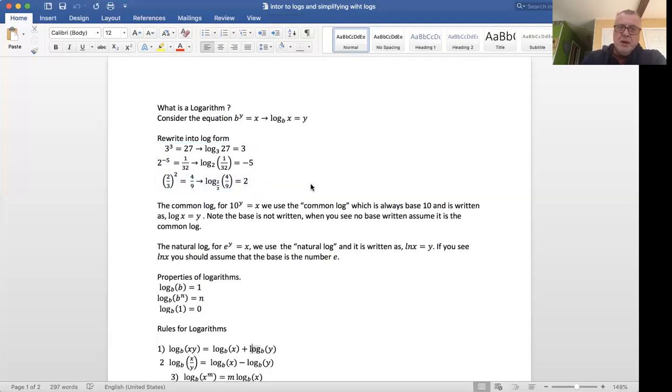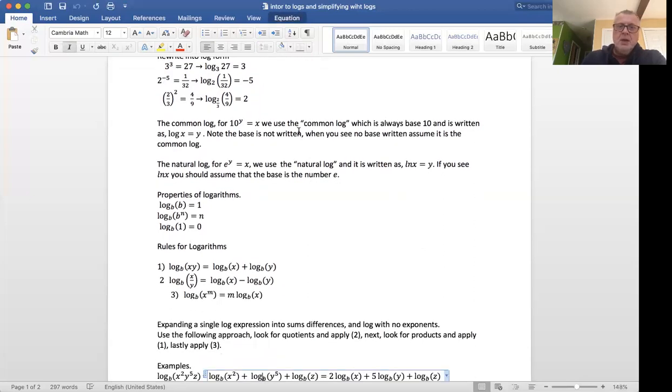We use a base 10 number system. So the common log of 10 to the y equals x is written in base 10 as log of x equals y. If there's no base written here, you can assume it's the common log. It's base 10. And then the natural log: earlier in section 9.1, we talked about the number e. So e to the y equals x we can rewrite as a natural log, or ln of x equals y.